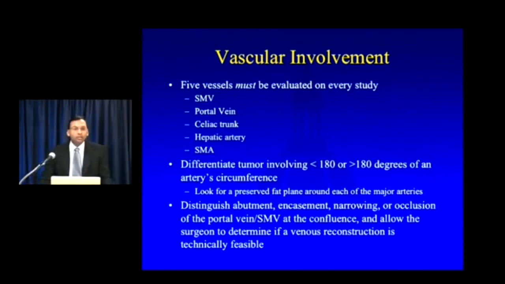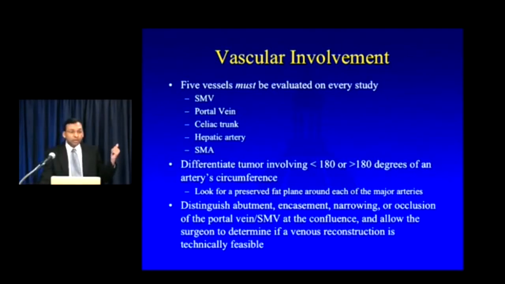When you're talking about the arteries, you want to report in terms of degrees of involvement. You're trying to differentiate those tumors that have less than 180-degree involvement of the artery circumference from those that have over 180 degrees of an artery circumference. In order to clear a vessel, you're looking for a preserved fat plane around the margin of the artery. When you're reporting involvement of the portal vein and the SMV, I tend not to use that degree nomenclature like I do for the arteries. For the portal vein and SMV, you really want to give some kind of a verbal descriptor that the surgeon can use to determine whether or not venous reconstruction is technically feasible.